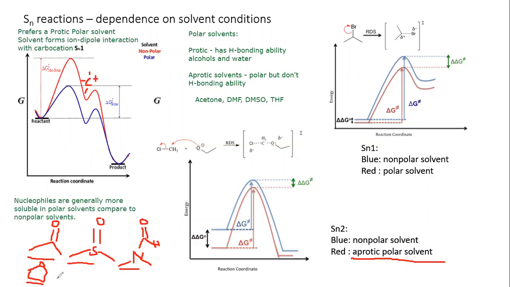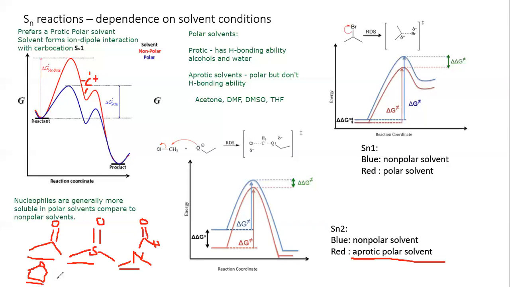So again, in summary, SN1 reactions prefer polar solvents over nonpolar solvents because of better solubility of the nucleophile. So if you can, choose a polar solvent. Now with SN1 reactions, it prefers a protic polar solvent, and those are polar solvents that have hydrogen bonding ability because they have a hydrogen attached to an oxygen. And what happens is these protic polar solvents form an ion dipole interaction with the carbocation, stabilizing it so that the nucleophile can attack.